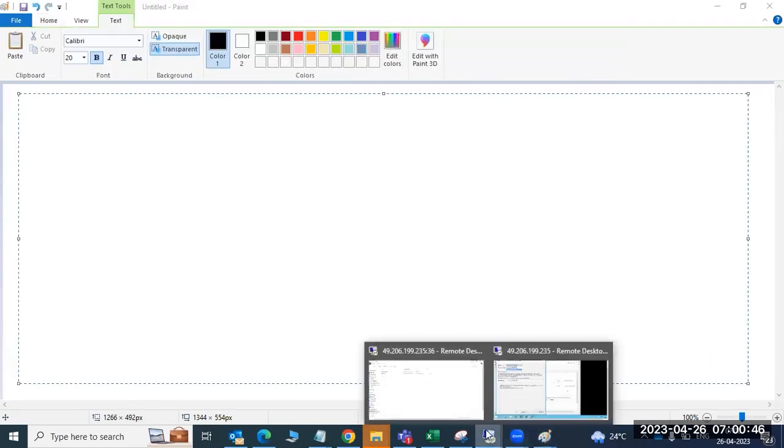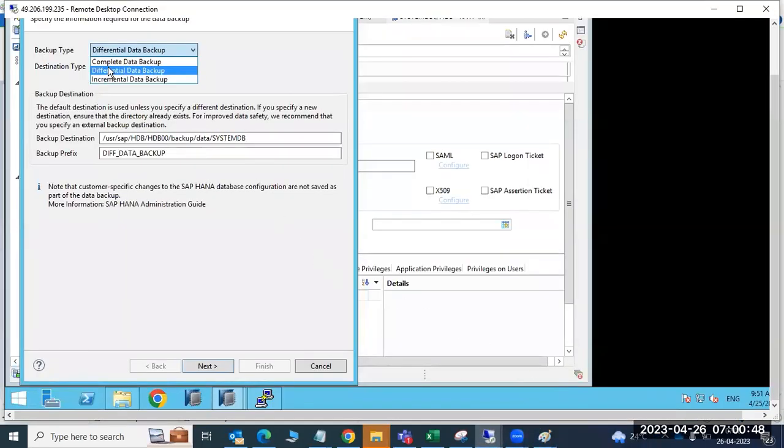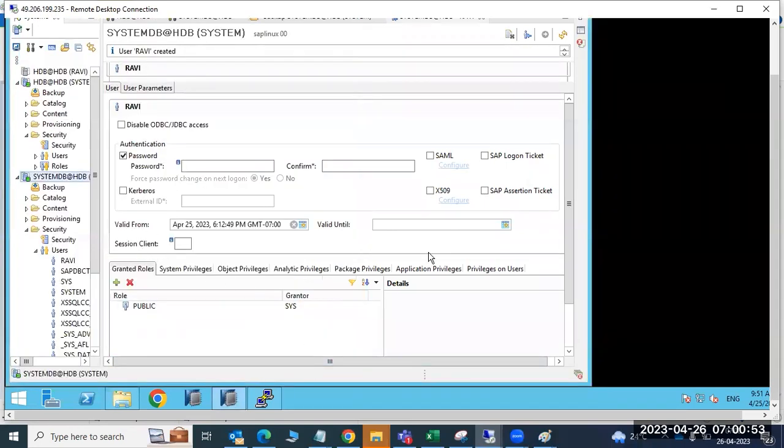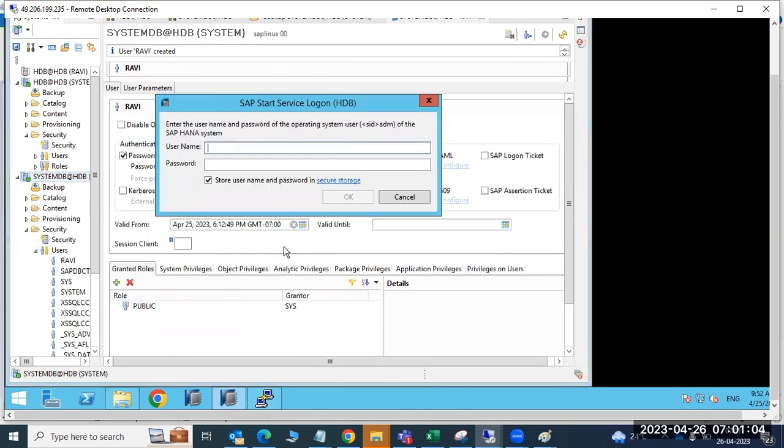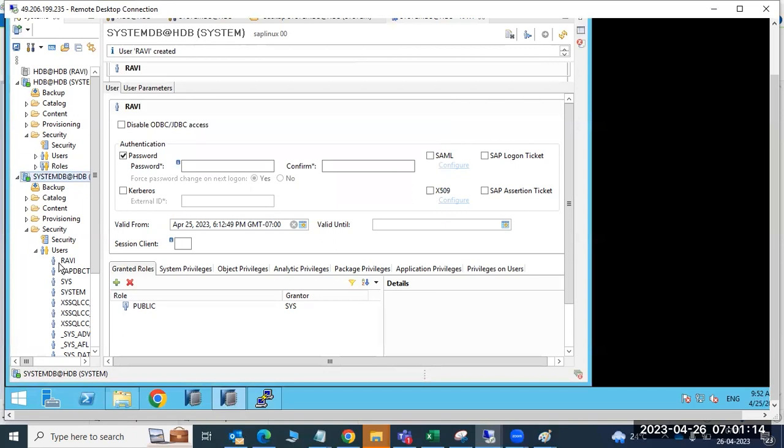Okay, with the time constraint, we have taken the backup of that system now. Now how to do the restore, how to recover the system? We have taken the backup and we want to recover it. When you are doing the recovery, your database will be restarted and stopped. Before the recovery, I created one user here, the Ravi user.